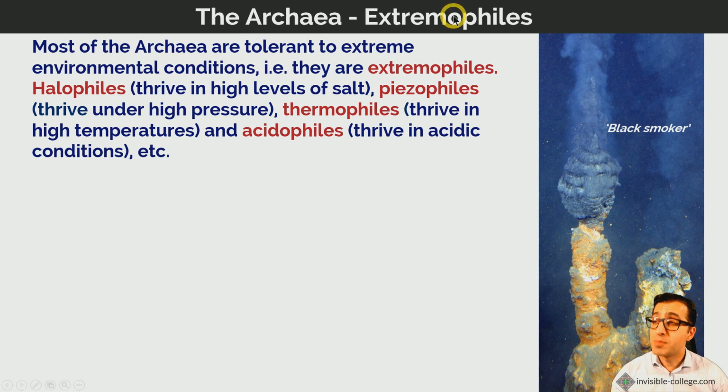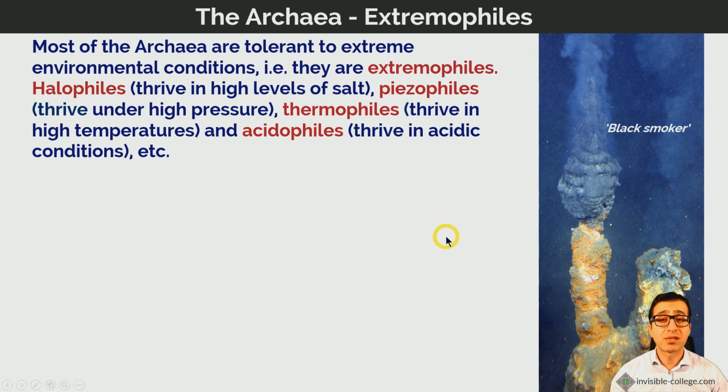So there are various types of extremophiles which are categorized according to the kind of extreme conditions that they live in. So we have halophiles, which are organisms that can live under conditions of high salt concentrations that would kill the cells of other organisms. You also have piezophiles, which can live under extreme pressures, thermophiles, which can live under conditions of high temperature, and acidophiles, which can thrive in acidic conditions.